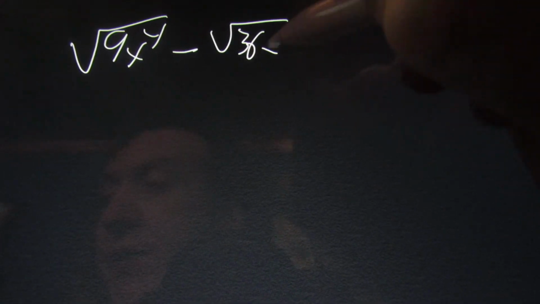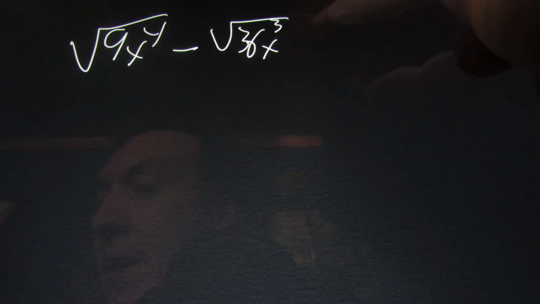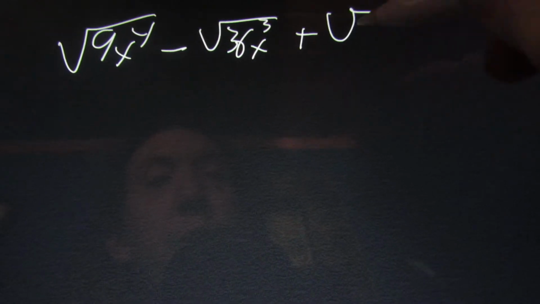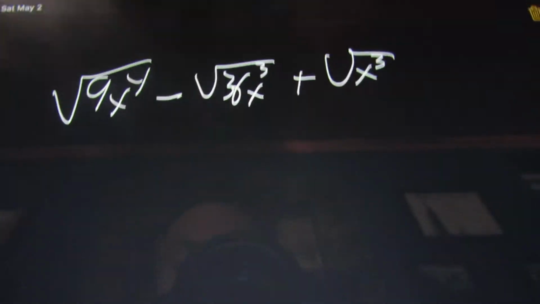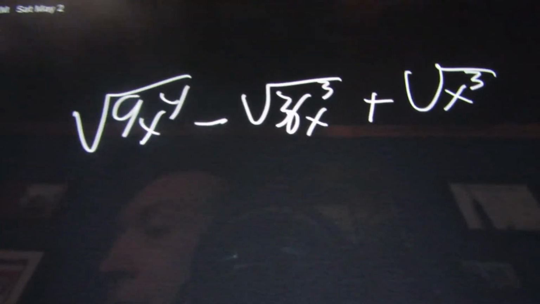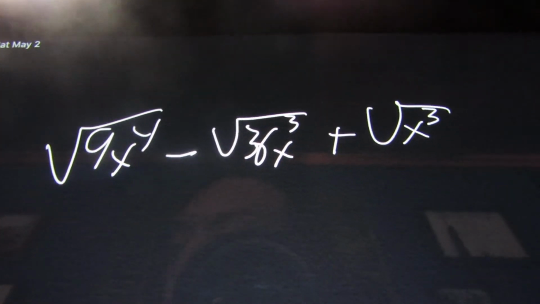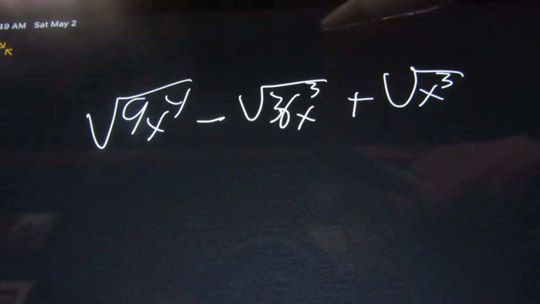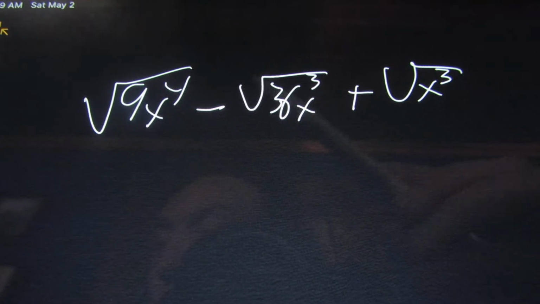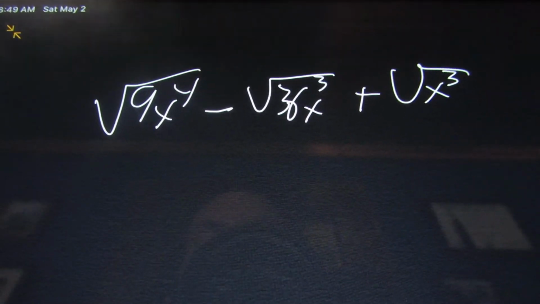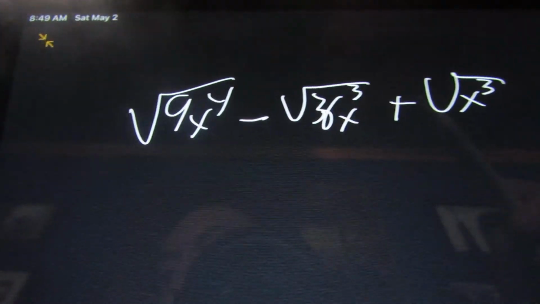Okay, so let's say that I have square root of 9x to the 4 minus square root of 36x to the 3 plus square root of x to the 3. Okay, so I can do this in two ways. I can either just take the square root of 36, or I can just take the square root of everything that I can, and that's the step I'm going to do.